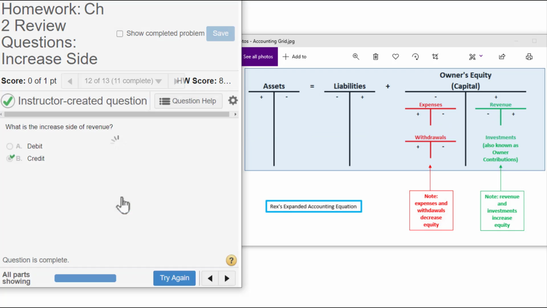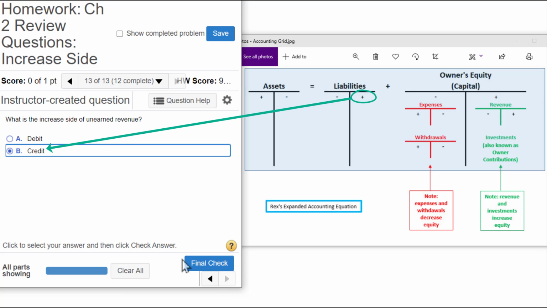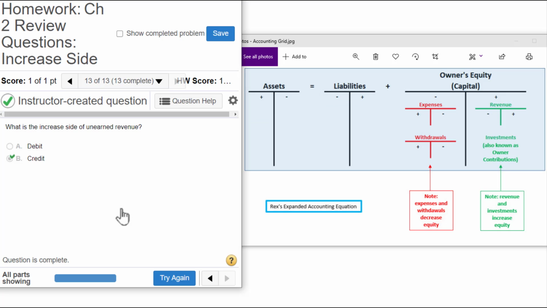And finally, what's the increase side of unearned revenue? So we have to know what type of account unearned revenue is. Remember, unearned revenue happens when the customer pays us early and we've not given them the product or the service yet. Therefore, we owe them something. So if we owe someone something, that is a liability, and liabilities increase on the credit side. And that's it.